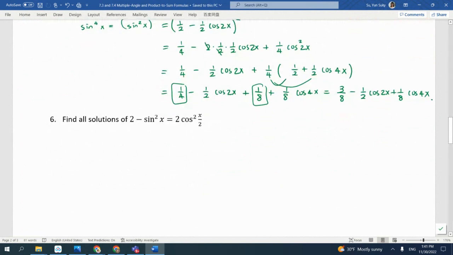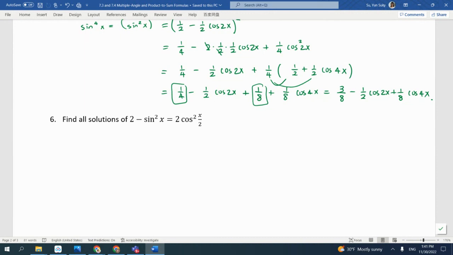Continue. Find all solutions of the following. Well, these are equations involving trig expressions. First of all, you want to make sure they have the same angle. Do you see this one has the x, and this one has the x over 2? They have different angles, so you want to have the same angle.